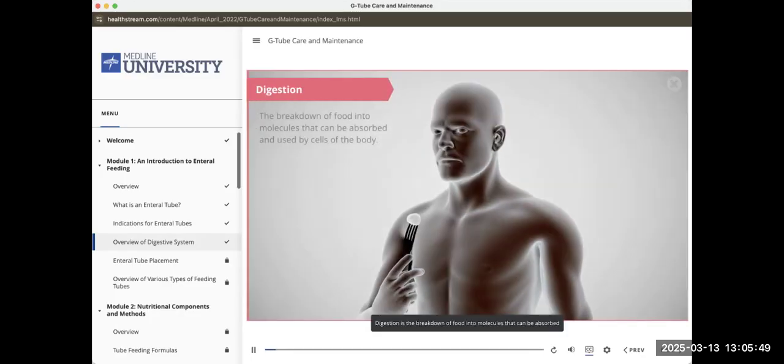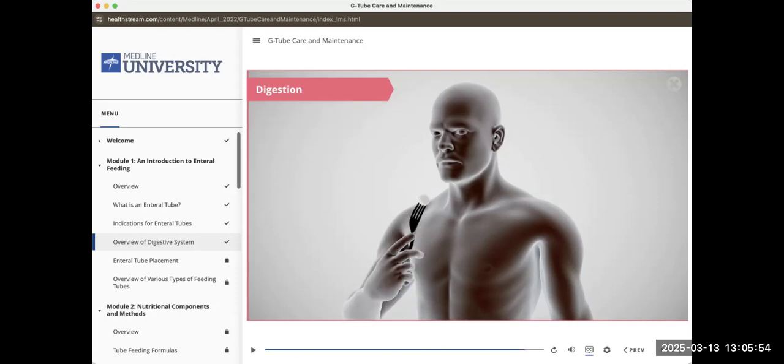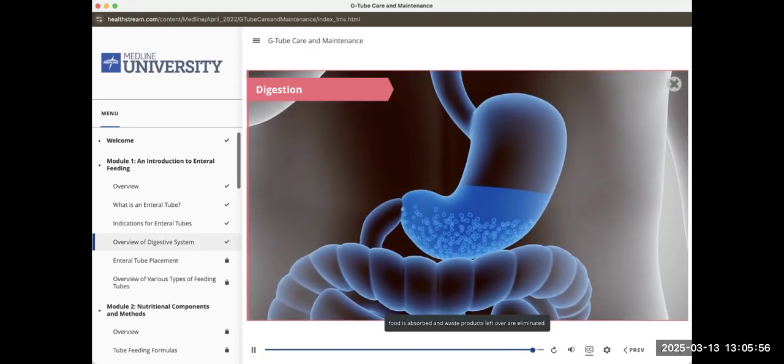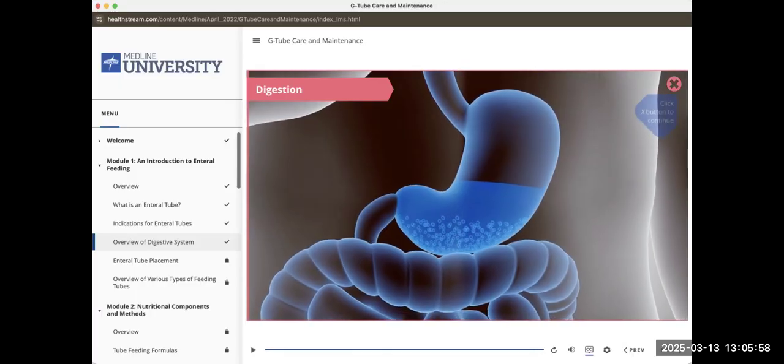Digestion is the breakdown of food into molecules that can be absorbed and used by cells of the body, and waste products left over are eliminated.